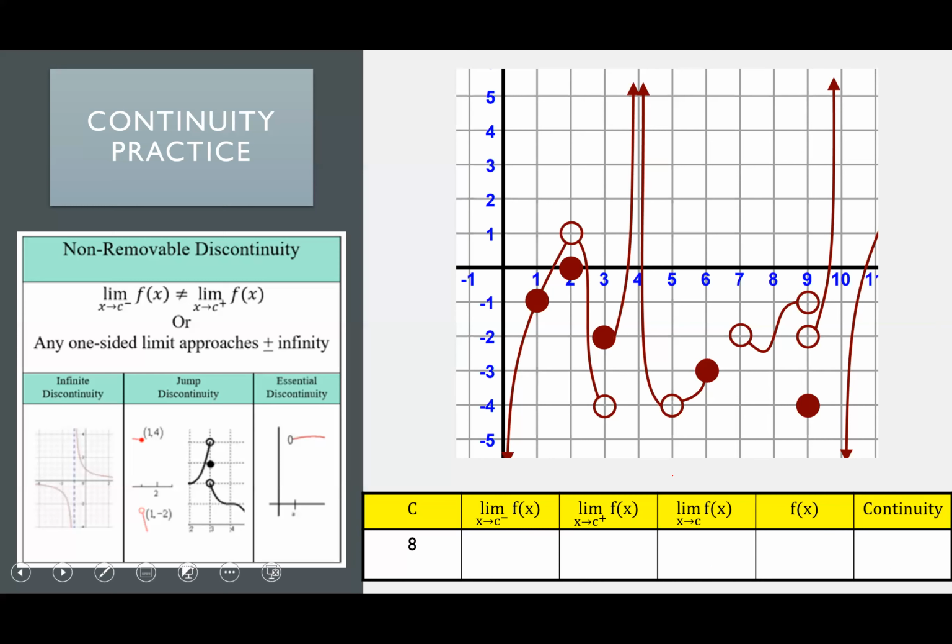Number 8 is -2, -2, -2, and -2. C, continuous. Perfect. -1, -2 does not exist. -4, and that's non-removable with a jump. Awesome.